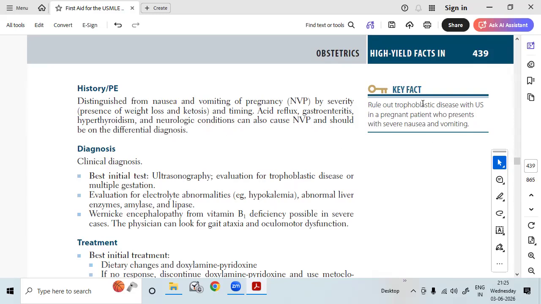You always have to rule out trophoblastic disease with ultrasonography in a pregnant patient who presents with severe nausea and vomiting. Clinical diagnosis, best initial test: USG for trophoblastic disease or multiple gestation. Evaluation for electrolyte abnormalities such as hypokalemia, abnormal liver enzymes, amylase, and lipase. Wernicke encephalopathy from vitamin B1 deficiency is possible in severe cases; physicians can look for gait ataxia and locomotor dysfunction.